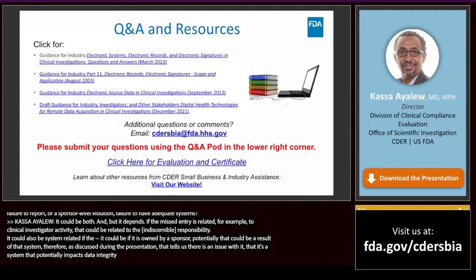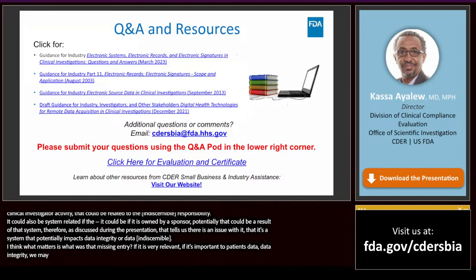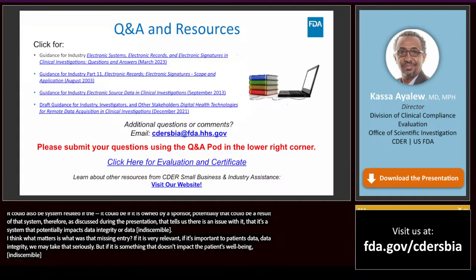At the end, what matters is what that missing entry was. If it is very relevant, if it is important to patient safety, to data reliability and data integrity, we may take that seriously. But if it is something that doesn't impact the patient's rights, the patient's safety and well-being, as well as the data reliability and integrity, and it doesn't impact the expectation by regulators, that may be okay too. Therefore, the violation could be at the investigator site, it could be at BALS, or it could be at the sponsor.